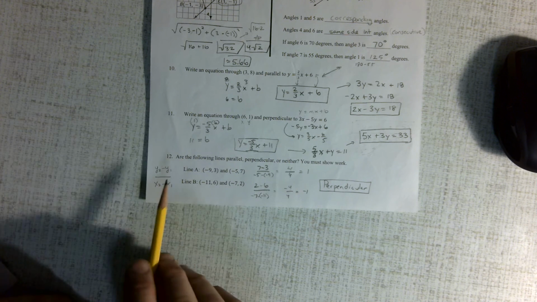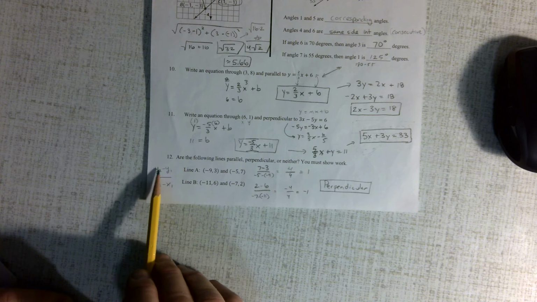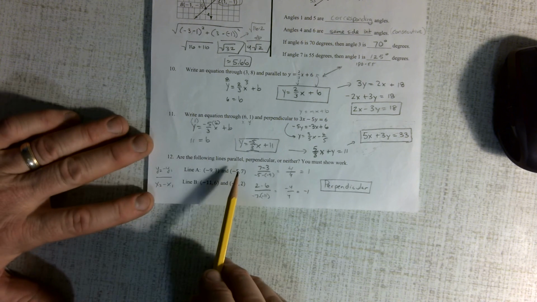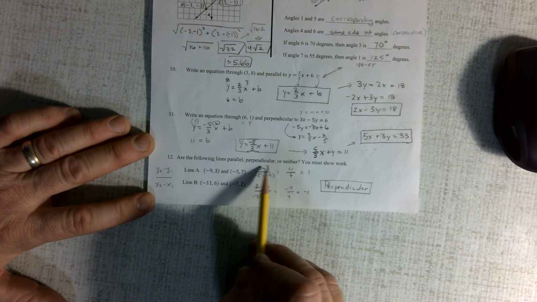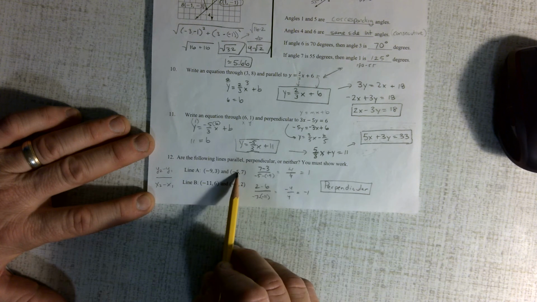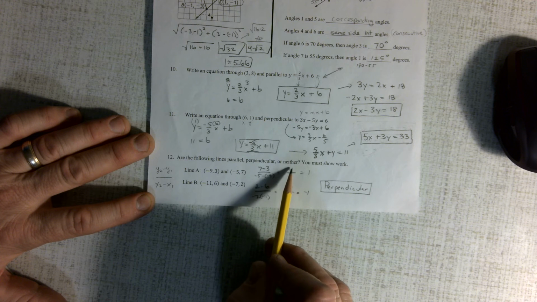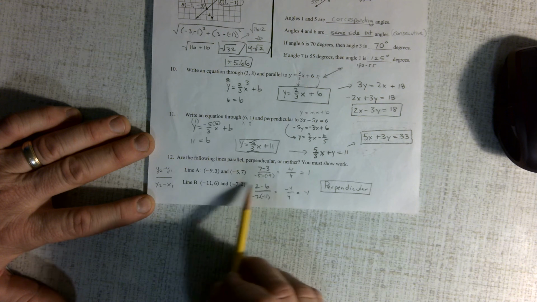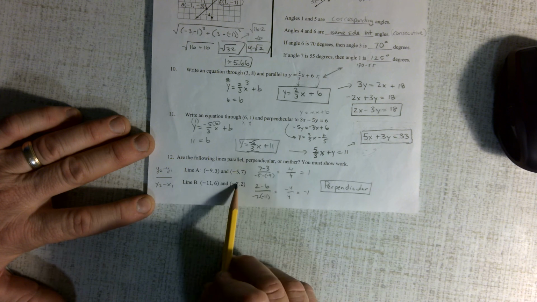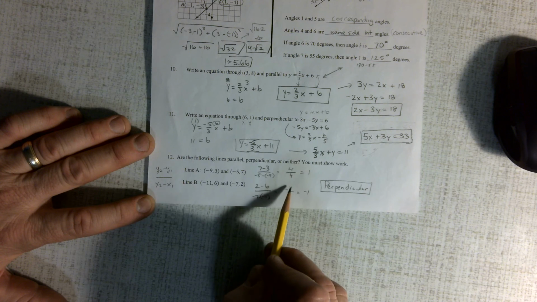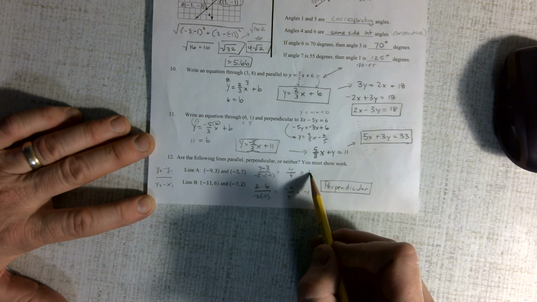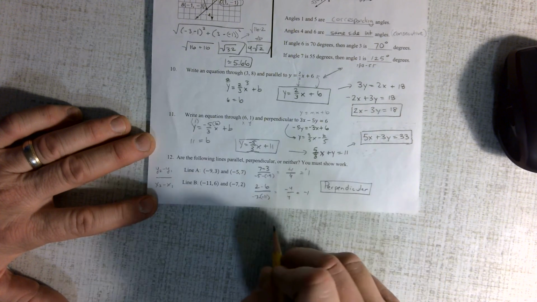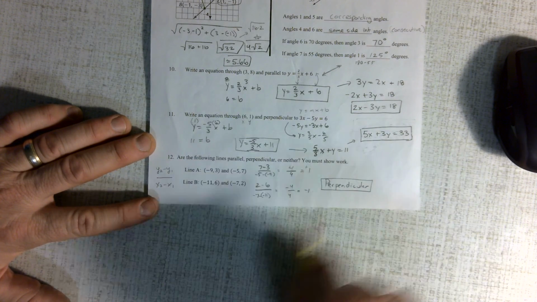And the last one, are the lines parallel, perpendicular, or neither? Well, I would do this formula: y2 minus y1, x2 minus x1. 7 minus 3, the line goes up 4. -5 minus -9, 4, up 4, over 4, slope of 1. Same deal here, 2 minus 6, -4, -7 minus -11, 4, down 4 over 4. These lines, one is positive, one is negative, and they are reciprocals. They are perpendicular.